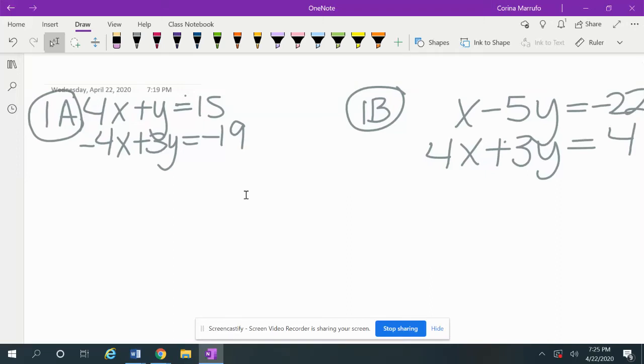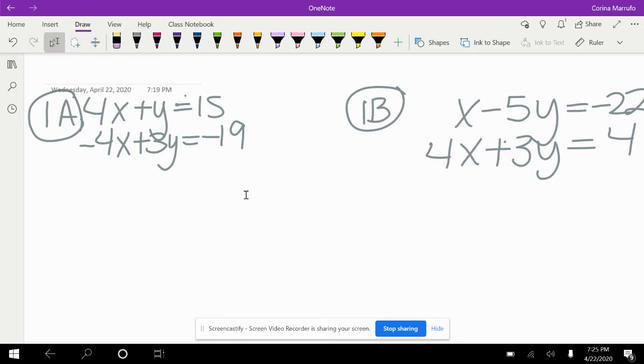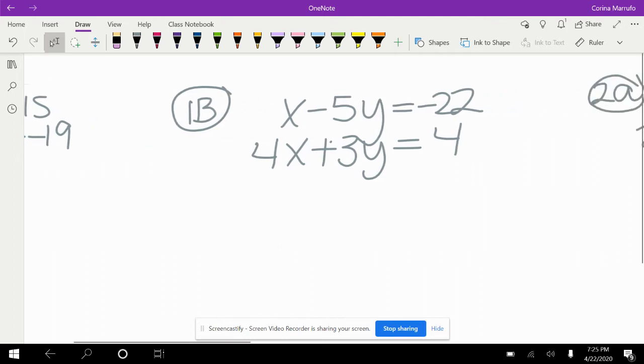Alright, so on the first section for 1A, I am going to skip this part because it's a little bit easier than 1B. So I'm going to do 1B for you, and then you can go ahead and try 1A. And in order, it asks us to solve by elimination.